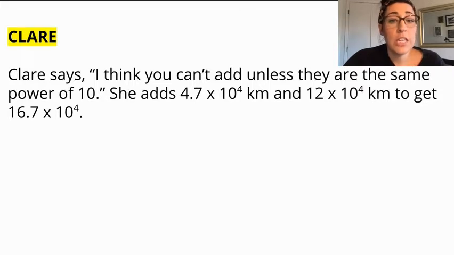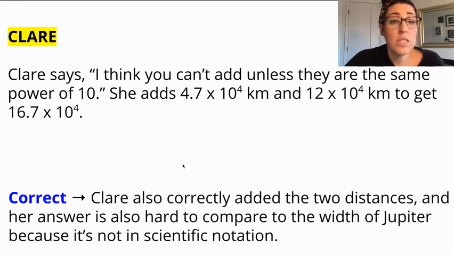We then go to Claire, who says she thinks you can't add unless they are the same power of 10. So she changes the powers of 10 to 4.7 times 10 to the 4th, and then 12 times 10 to the 4th to get 16.7 times 10 to the 4th. So she did do this correctly also. Her answer is also a little bit hard to compare to the width of Jupiter because hers is not in scientific notation either. Scientific notation means that the leading factor has to be greater than or equal to 1, but less than 10, and hers is 16.7. So she would need to change that to really make a better comparison.